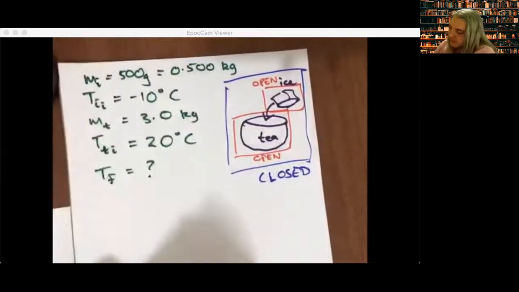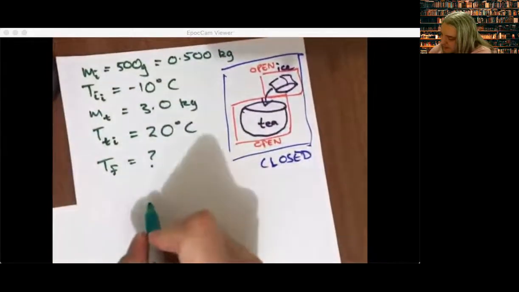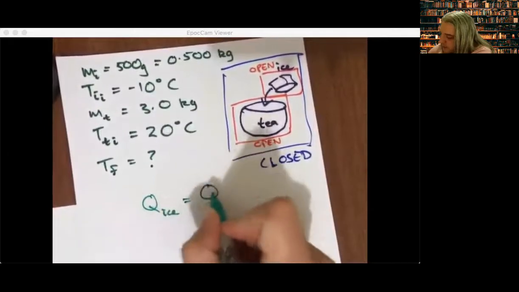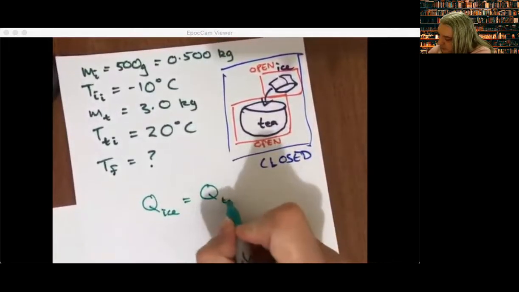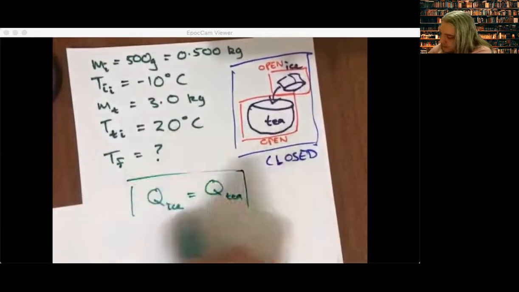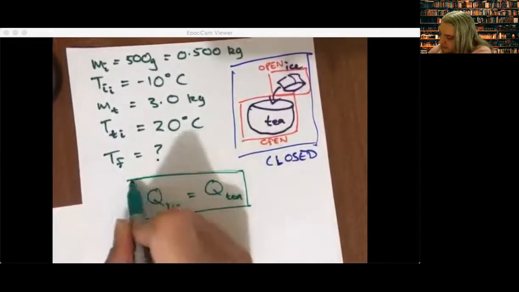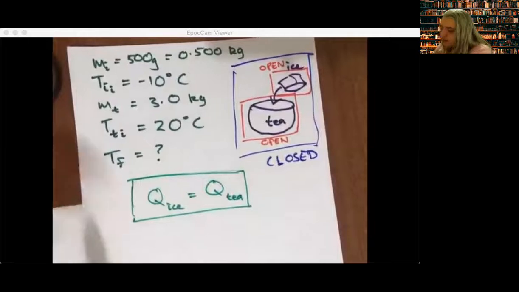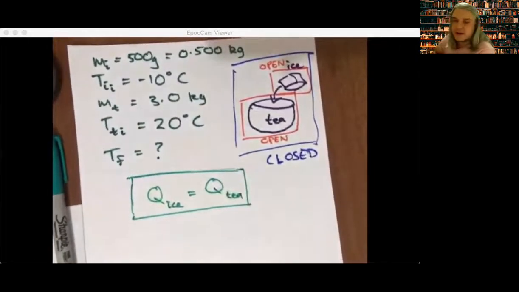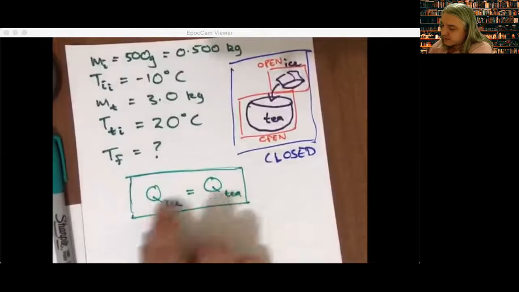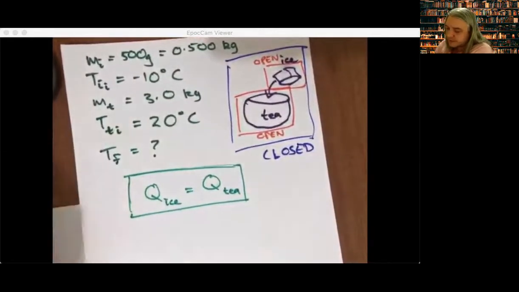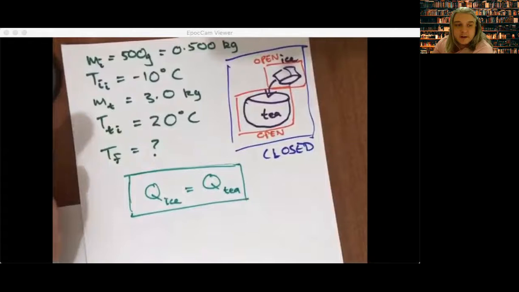So what we have is that the heat lost by the ice is going to be equal to the heat gained by the tea. That's our statement. That's our conservation of energy. Other way around, sorry. Heat lost by the tea, heat gained by the ice. But the heat change is the same. Right? That's our conservation of energy statement. So what does that actually allow us to do?